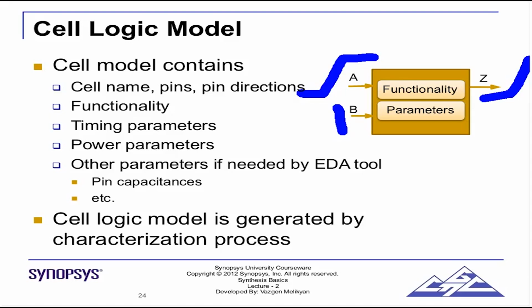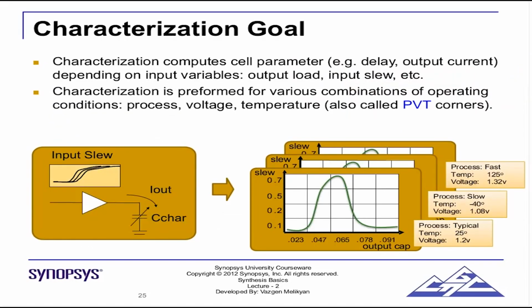So this process is called characterization, where a range of values is applied on A, and a range of waveforms will be observed at Z. And then we will calculate the transition at Z, we will calculate the delay at Z, and so on. And we will put all this data in the cell logic model, in the liberty file, in the dotlib file. So the characterization goal is that it computes cell parameters, that is delay, output current, or you could say the output waveform, a current waveform or voltage waveform, depending on the input variables, which are output load and input slew. Slew means transition.